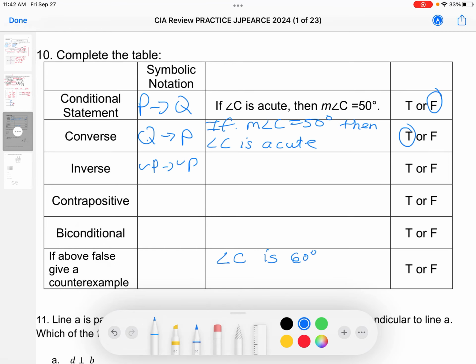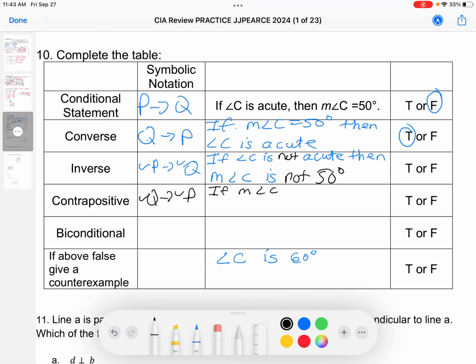Okay, so this is not P, not Q. Let me rewrite that. If angle C is not acute, then the measure of angle C is not 50 degrees. Contrapositive: not Q, not P. I would do it in a different color. If the measure of angle C is not 50 degrees, then angle C is not acute.